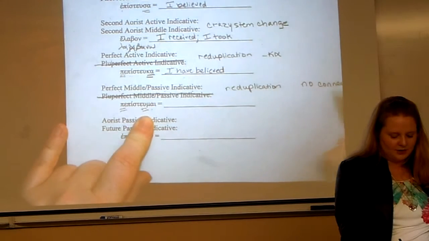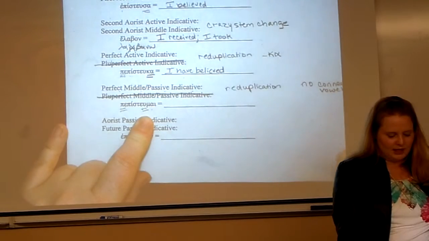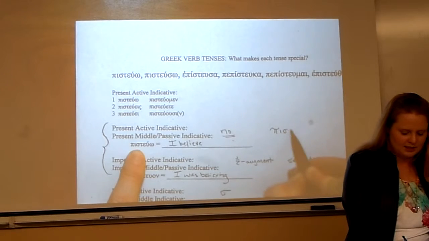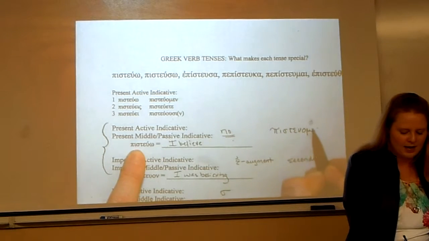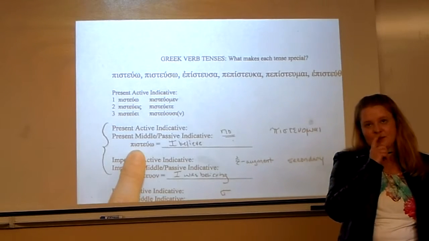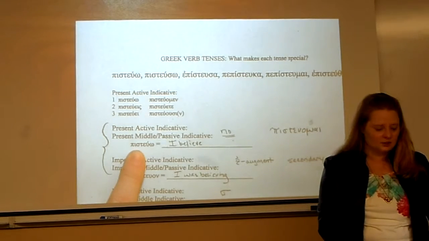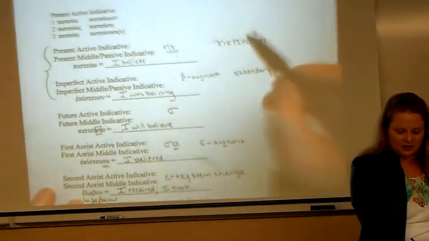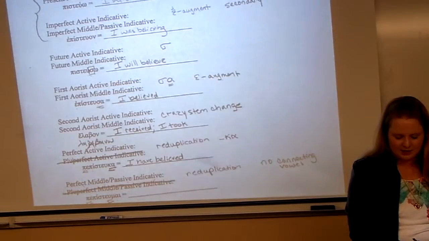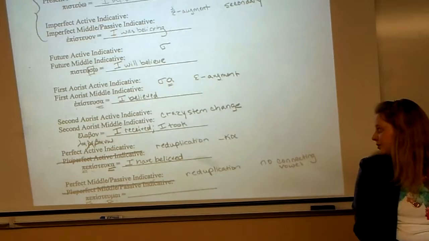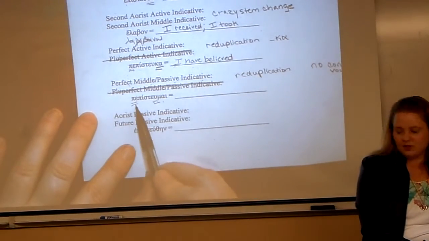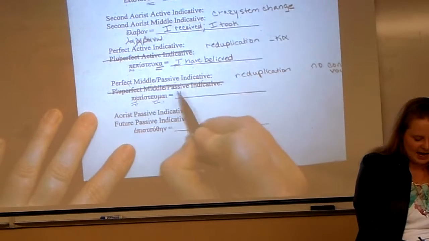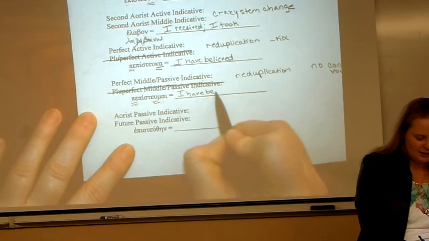No connecting vowel. So if you were up here in the present, you could have that same kind of ending because you could have pisteuomai. I am being believed. It's a little bit odd in that form, but you could have it. It's a possibility. But down here, see, you don't get this omicron. You just get it tacked straight on to the stem. In the perfect, you just get it tacked straight on. Pepisteumai. This is I have been believed.